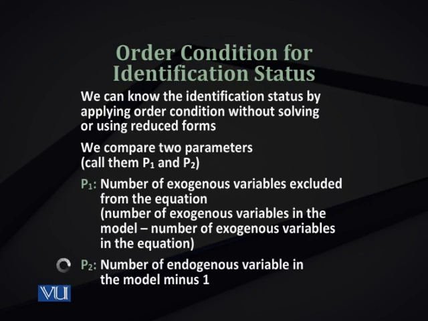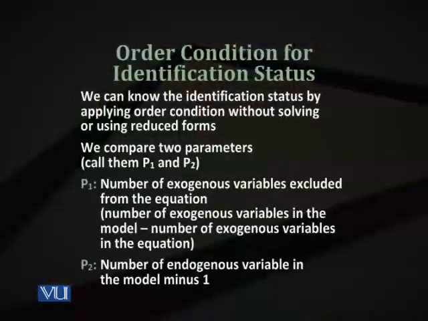The second parameter P2 is defined as the number of endogenous variables in the model, not in the equation, in the model, minus 1. For example, if you have two equations, you will have two endogenous variables. And 2 minus 1 is 1. The value of P2 would be 1. And the value of P1 is the number of exogenous variables excluded from the equation. As you are looking at the slide, we have defined P1 and P2. We'll just get their values and compare them.